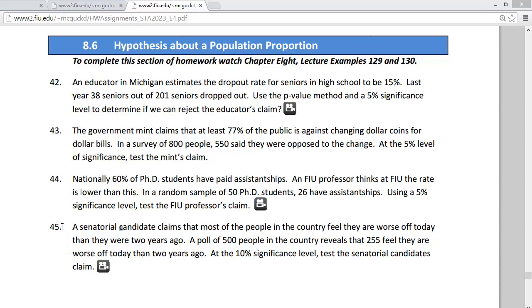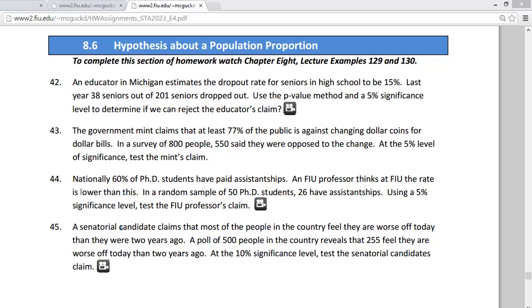Okay, so in example 45, they're asking us to test the senatorial candidate's claim. So they say test the senatorial candidate's claim, so it indicates a hypothesis test. And then from there, the claim above talks about the idea that most of the people in the country feel they are worse off today. Most of the people indicates a proportion is involved in the problem. So here we're talking about more than 50%. So we have that information.